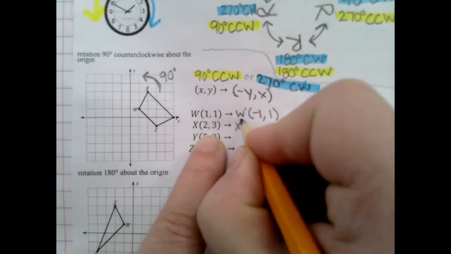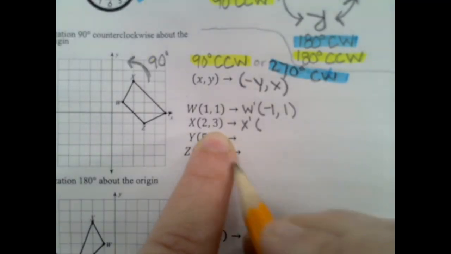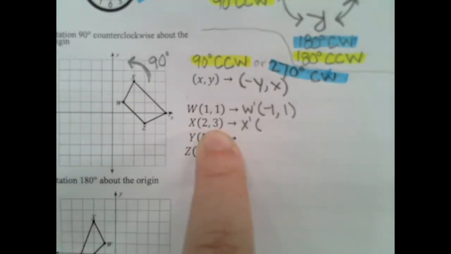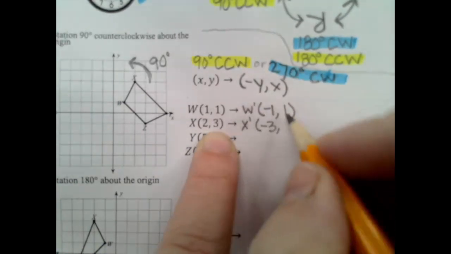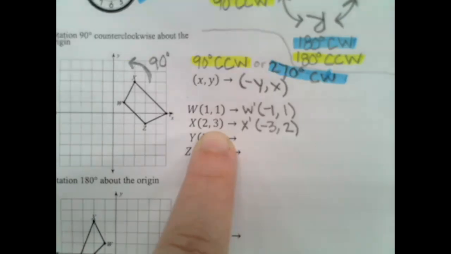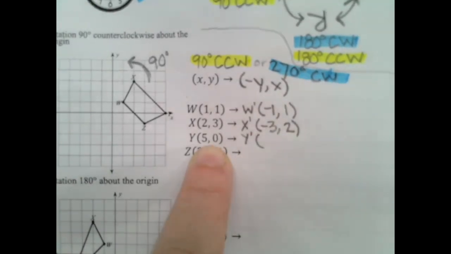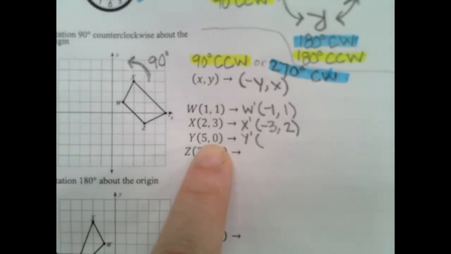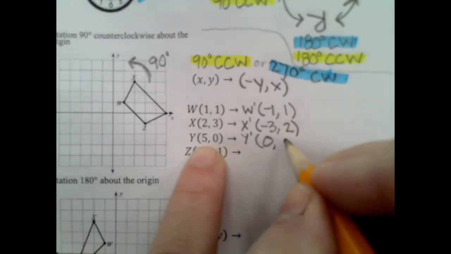All right, X prime. As I do X prime, I want to start with the opposite of the y. So which number is my y? 3. What's the opposite of 3? -3. And then my x? 2. Okay, Y prime. Start with my y, which is which number? 0. What's the opposite of 0? 0. And then just keep the x, 5.